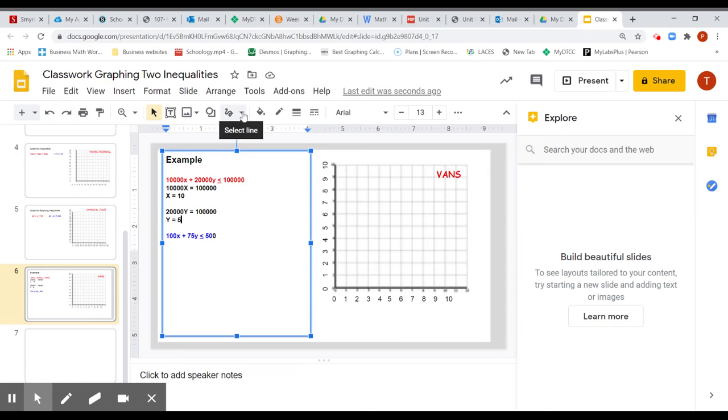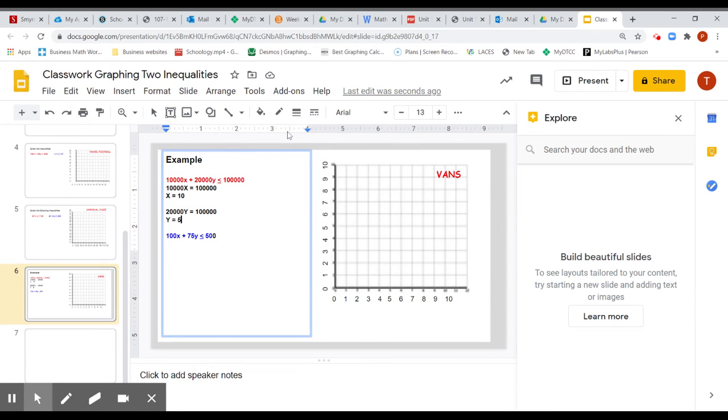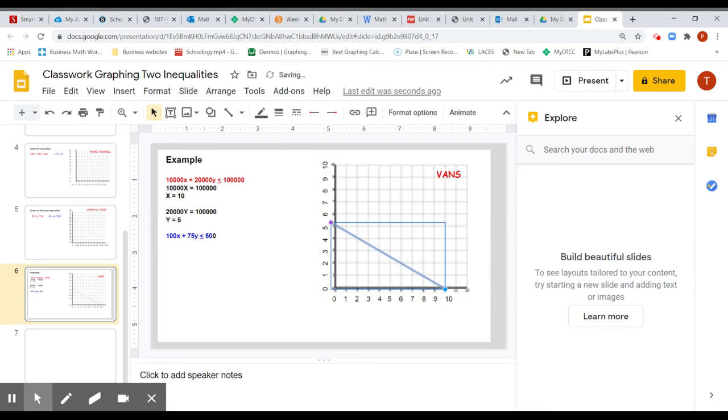So I'm going to go to my line tool, and I'm going to start at y equals 5 and go to x equals 10. So look right here. There's my y equals 5, and I'm going to drag it over to 10 on the x-axis.